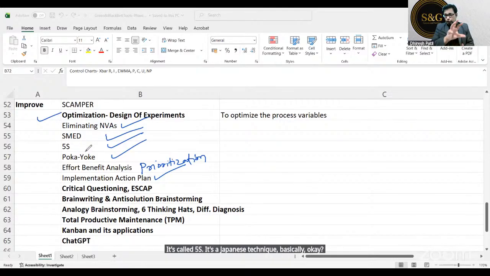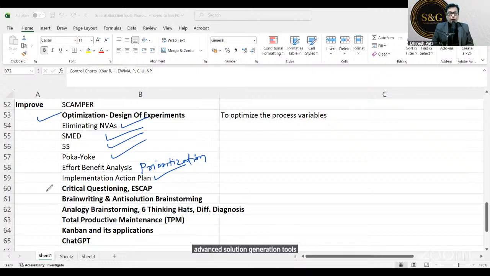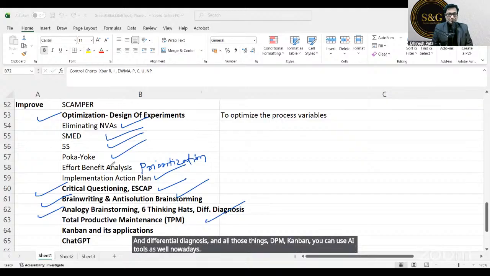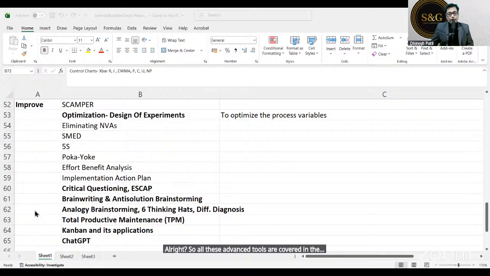Okay, it is also covered in the green belt level, and along with that you can see at the black belt level we have covered some advanced solution generation tools like critical questioning, SCAMPER, brain writing, anti-solution brainstorming, analogy brainstorming, and differential diagnosis, and all those things, TPM, Kanban. You can use AI tools as well nowadays. All right, so all these advanced tools are covered in the black belt level. You can go through that.